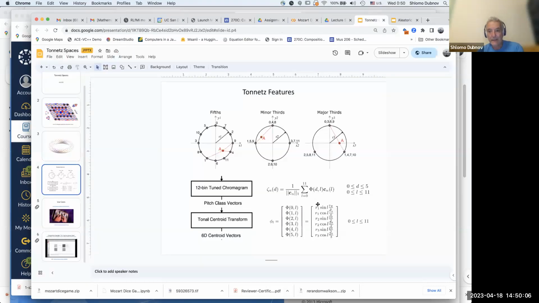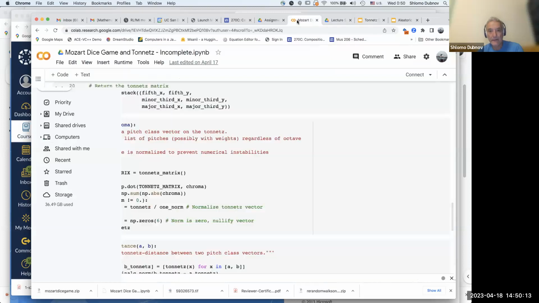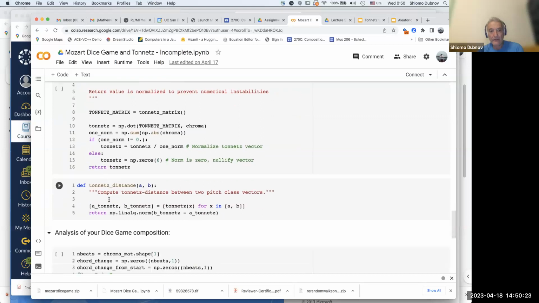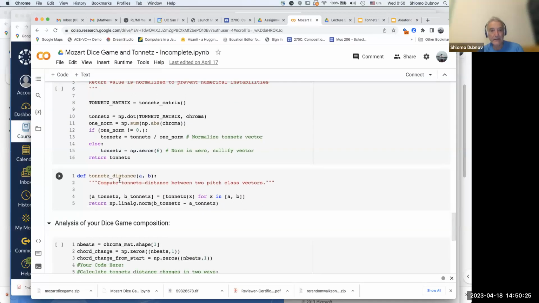That's exactly this multiplication here that we do. And it's also normalized by the chroma itself. So I provided the Tonnetz function. And then we have the distance. And the distance basically tells you that you want to measure distance between 2 chroma vectors. Or sorry, between, well, we already transformed the chroma vectors into Tonnetz vectors.